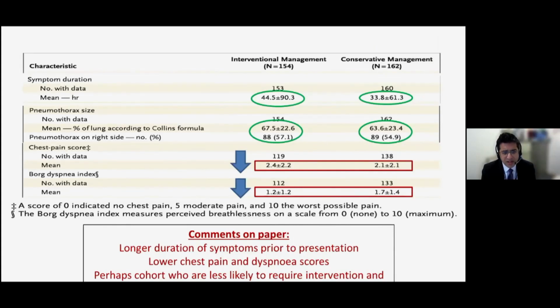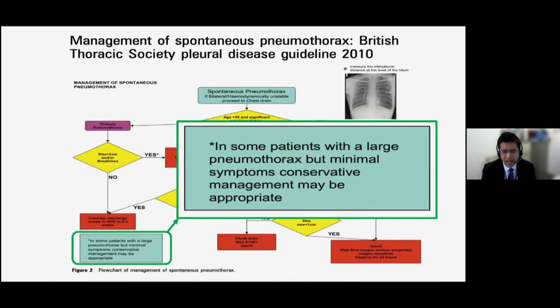Additionally, these patients had a longer duration of symptoms prior to presentation, so they'd waited for a while before seeking medical help. They had lower chest pain and breathlessness scores, and perhaps they were already a cohort who were less likely to require intervention and could be managed conservatively. And even if you go back to the 2010 British Thoracic Society guidelines, they'd always advocated that some patients with a large pneumothorax who've got minimal symptoms, you may be able to manage them conservatively and may not need to intervene.